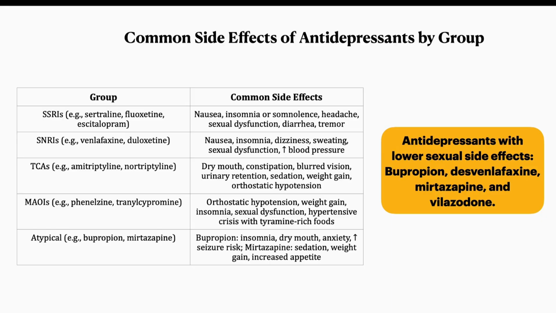Okay, then we have the MAOIs. These can also cause orthostatic hypotension, as the TCAs do. They can cause weight gain, insomnia, sexual dysfunction, and hypertensive crisis with tyramine-rich foods. And then we have the atypicals that we talked about. They are including bupropion here. Remember, among the atypicals, we can say that bupropion and mirtazapine have the lesser side effects regarding sexual dysfunction.